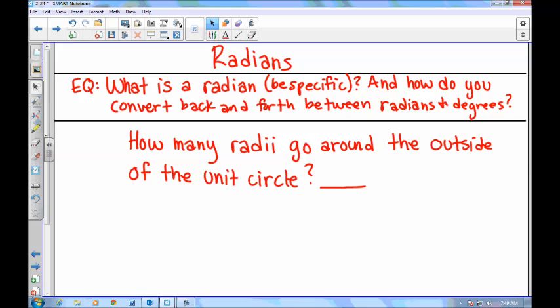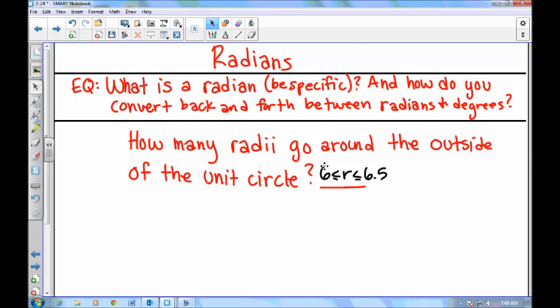So it's sounding pretty much like we're getting, how many radii go around the outside of the circle? It's between 6 and 6.5. R is your radii. So that's mathematical notation for how you would write that the radius goes between 6 to 6.5 times around the circle.